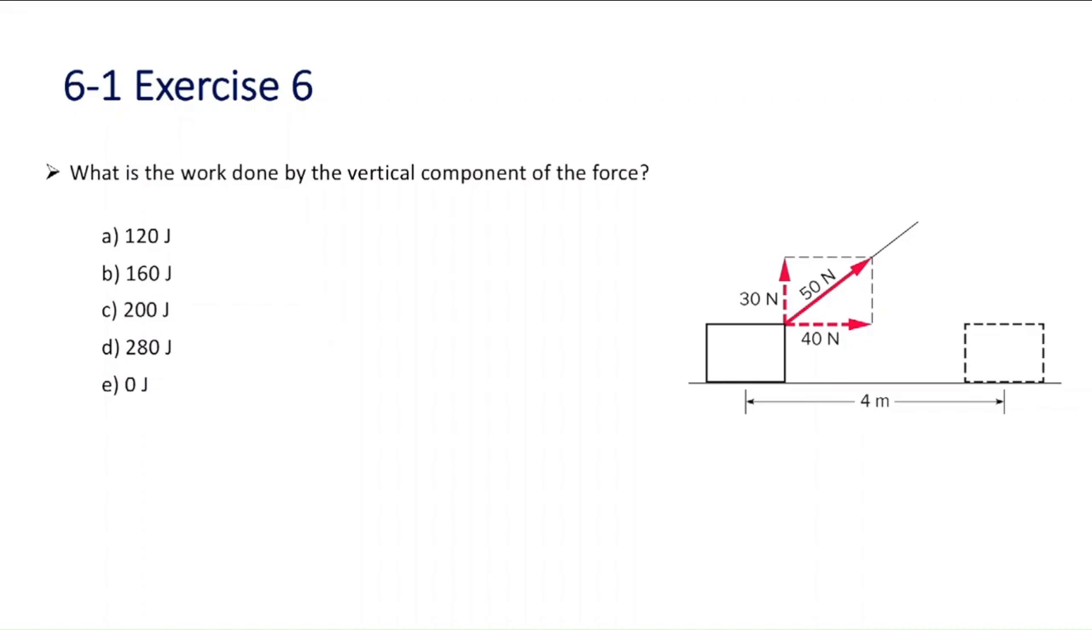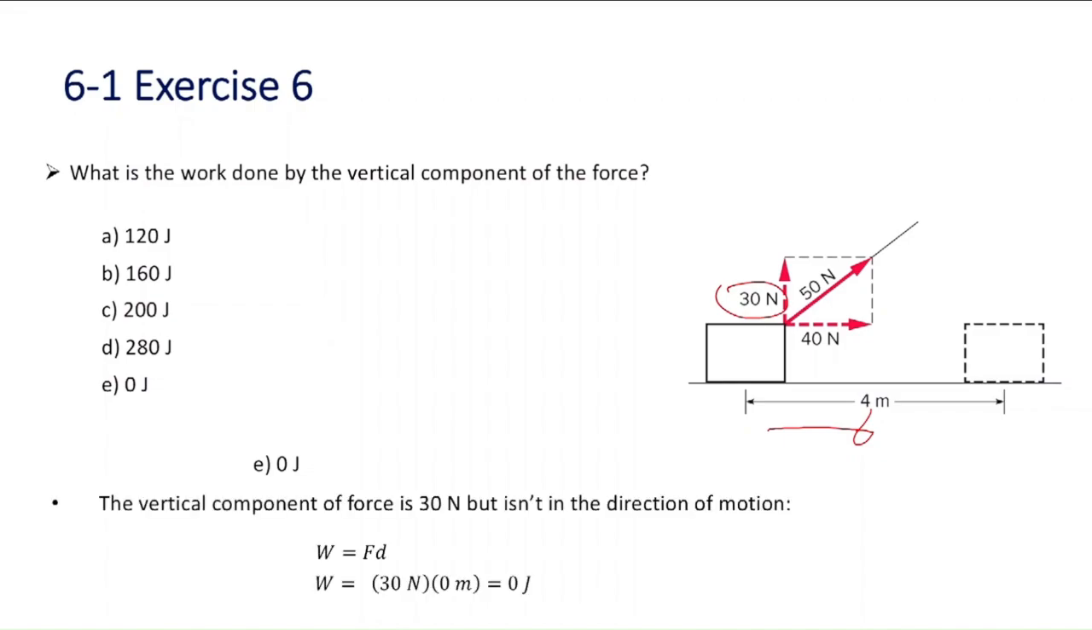What do you think? The correct answer is E, 0 joules. Why? Even though the vertical component is 30 Newton, the displacement of the crate is completely horizontal, right? It doesn't move in the vertical direction. So work depends on the part of the force in the same direction as the motion. And since the vertical component is perpendicular, it does no work. The distance in that direction is 0 meters. Therefore, work is 0, right?